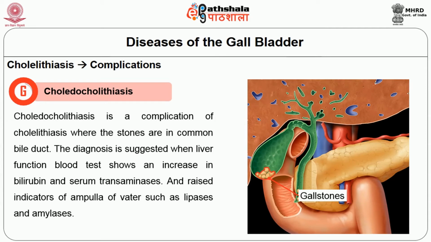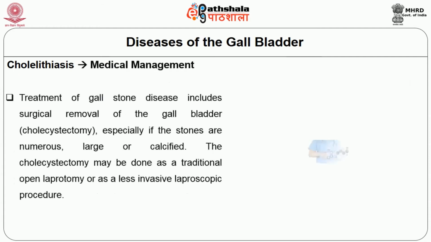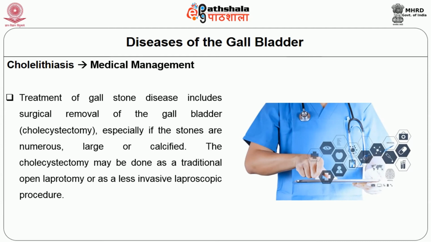The liver function blood test shows an increase in bilirubin and serum transaminases and raised indicators of ampulla of Vater obstruction, such as lipase and amylase. The medical management involves the treatment of gallstone disease, mainly surgical removal of the gallbladder, especially if the stones are numerous, large or calcified.